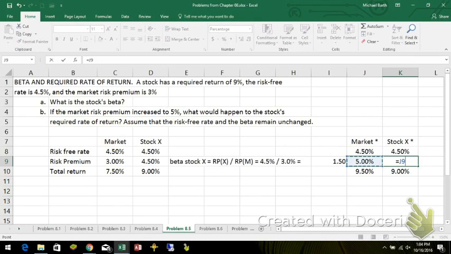Stock X, its risk premium would be 1.5 times 5%, or 7.5%. We add those two numbers together, and it would go to 12%. Okay? So that's part B. If the risk-free rate and beta remain unchanged, then if the market risk premium goes to 5, stock X's risk premium is 1.5 times whatever it is for the market. Add these two component pieces together and you get the total expected return.